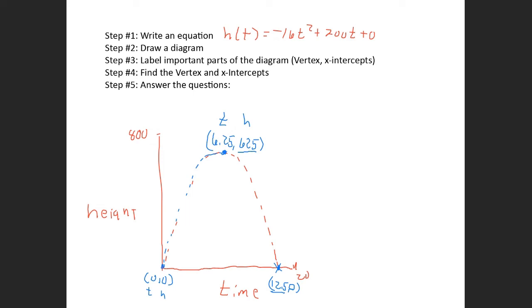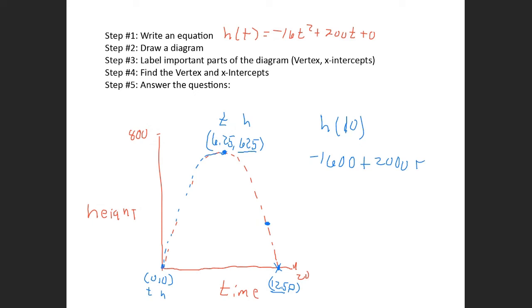Now, I could ask you any questions in between there. So, for example, I could say, how high is the rocket at 10 seconds? Well, we know at 6.25 seconds it's at 625, but then it starts coming back down. So 10 seconds is probably right in here someplace. So I know it's going to be less than 625. So if I put 10 in here, 10 squared is 100. 100 times negative 16 is negative 1,600, plus 200 times 10 is 2,000.